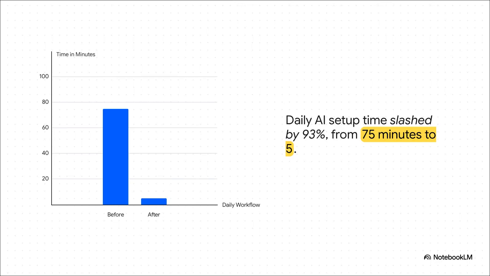And look, this isn't just some theory. Check this out. This chart shows a real user's results. They completely changed their workflow. We're talking about going from over an hour every single day, just getting the AI up to speed, all the way down to just 5 minutes. So how on earth did they do that? Well, that's exactly what we're going to break down.